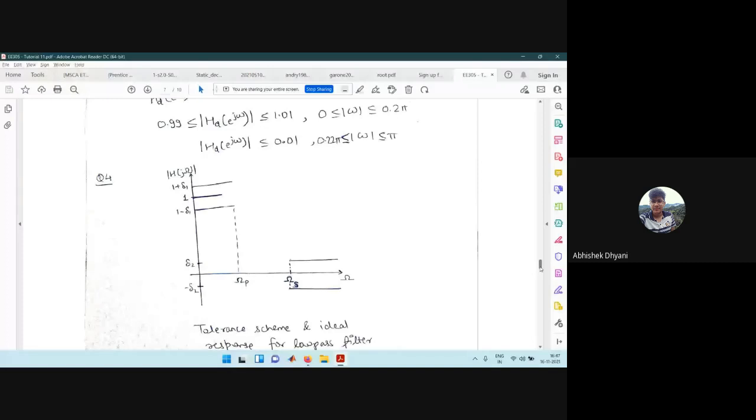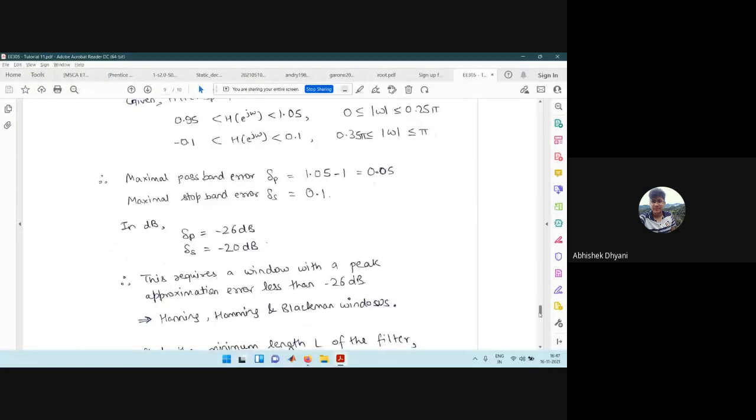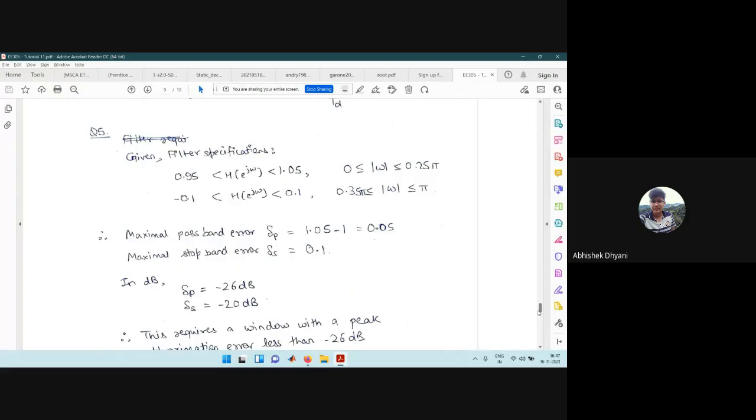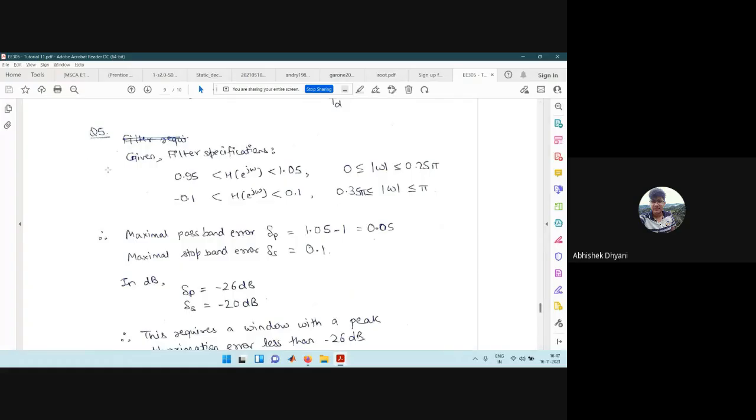So using the same thing, we can find out this for the pass band error delta p. This corresponds to that 1 minus delta p and 1 plus delta p. So for that the error, that is delta p, is basically this, let's say this value 1.05 minus 1. That's how we can find out this delta.